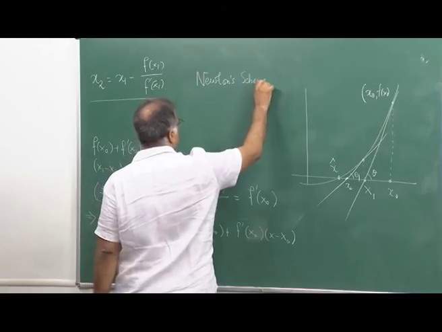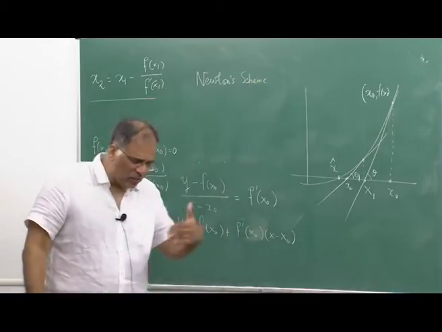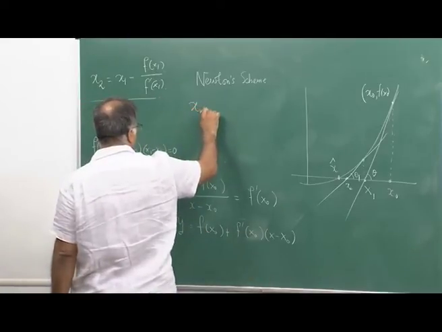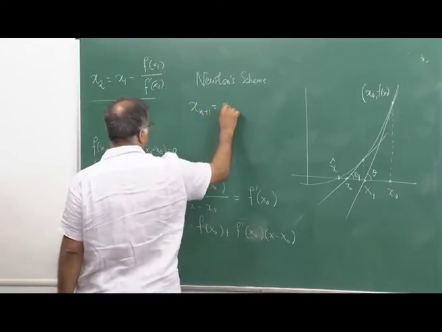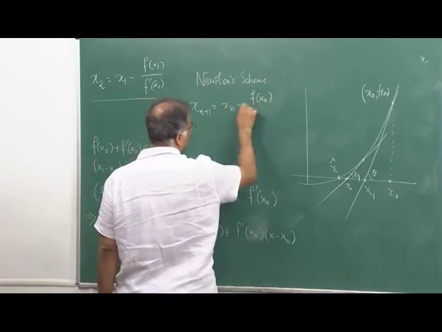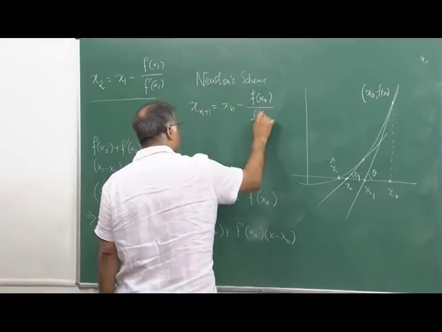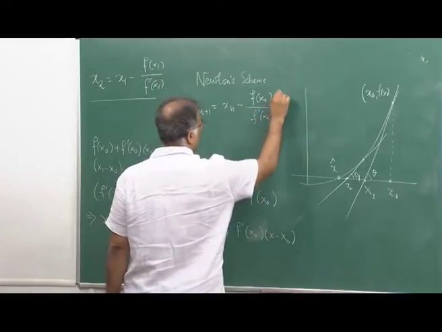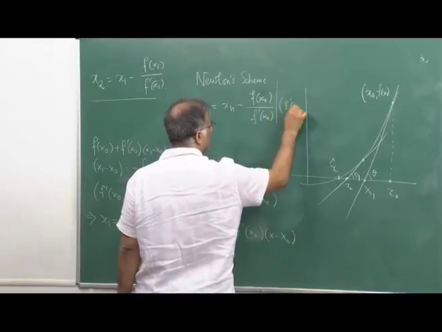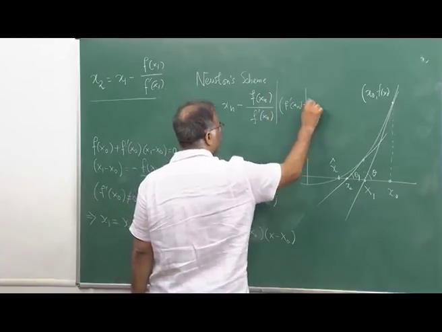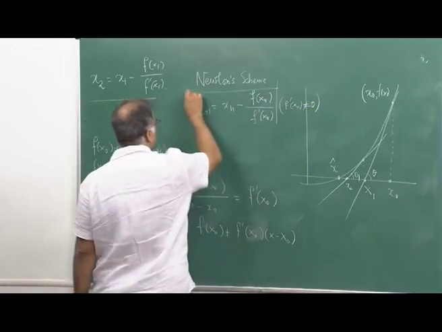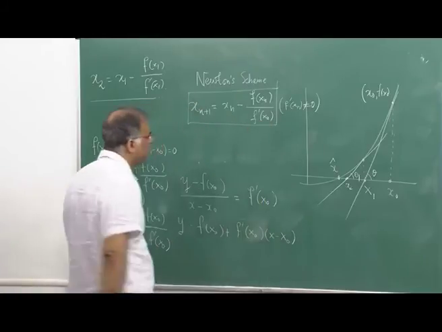So in general, if I am at xn, I want to know what is my xn plus 1, and the general scheme is that xn plus 1 is xn minus f of xn divided by f dash xn, and of course we know that f dash of xn must be non-zero. Now this is my Newtonian scheme, but you might ask me, okay, you will just keep on doing it, when will you stop?